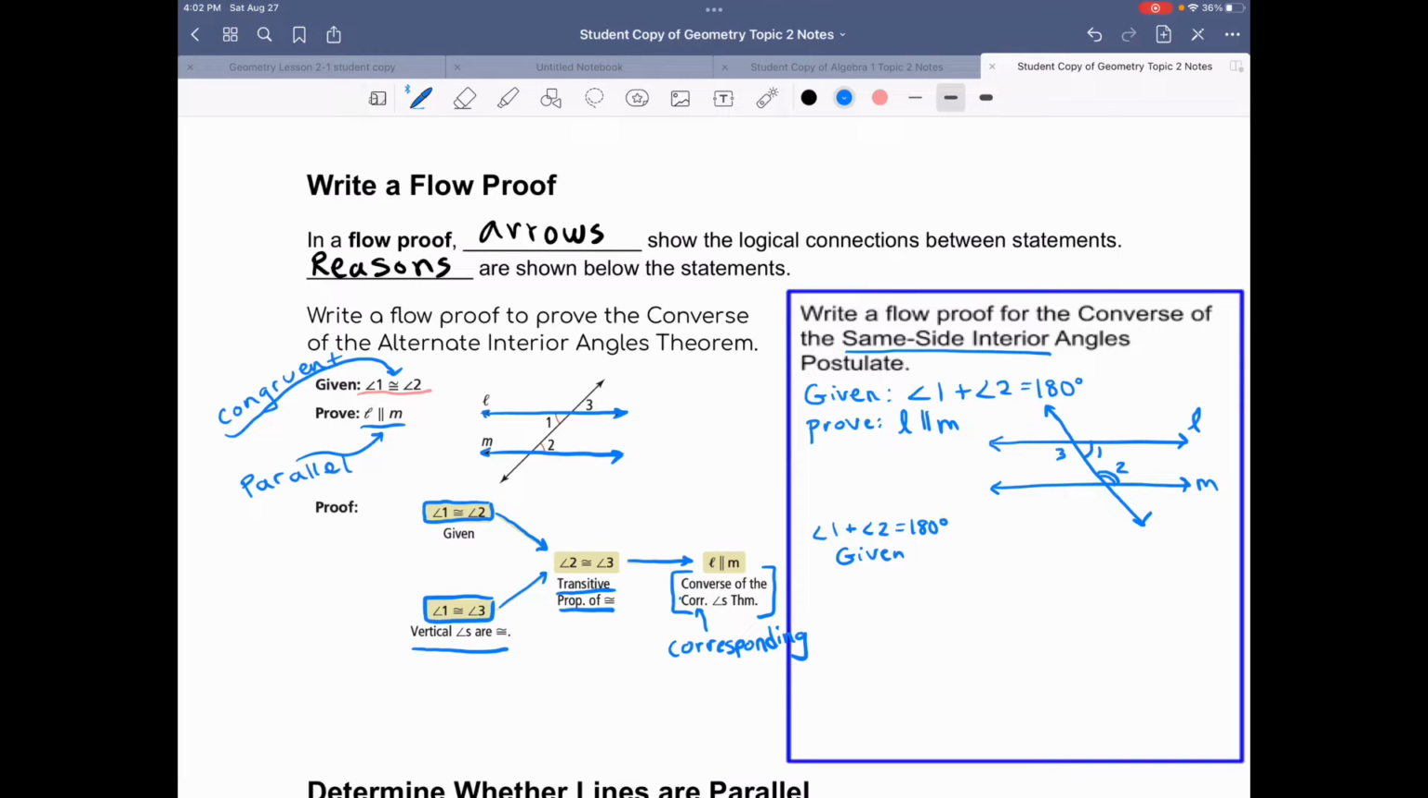All right, now that we have this, we can say that angle 1 plus angle 3 equals 180 degrees because they are a linear pair. And the definition of a linear pair is that the angles add to 180.